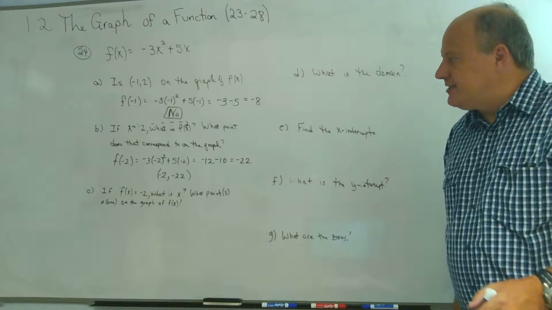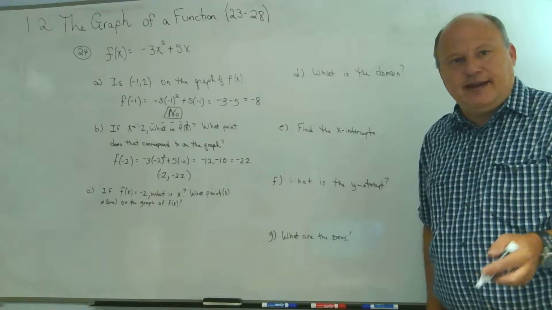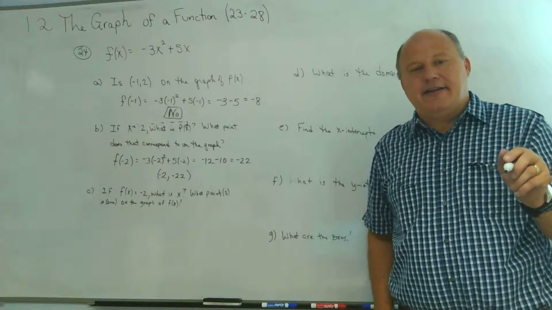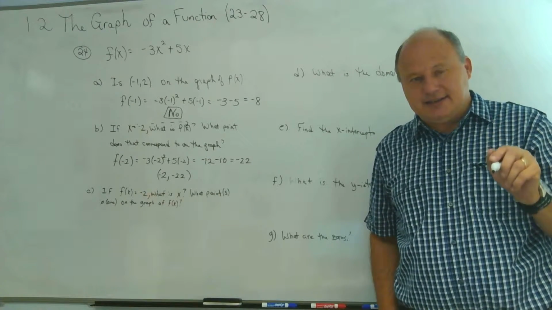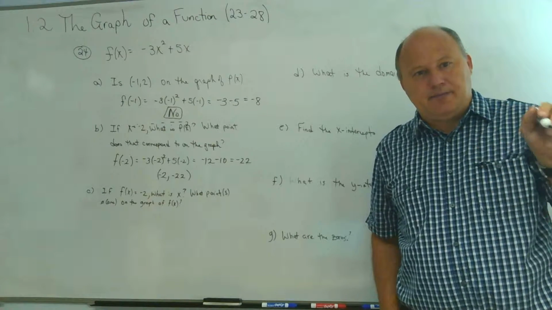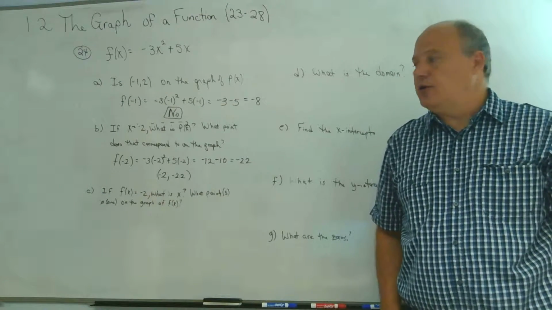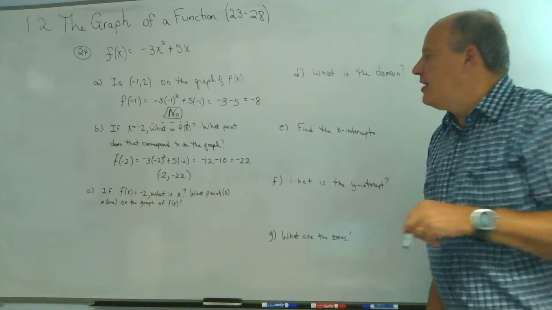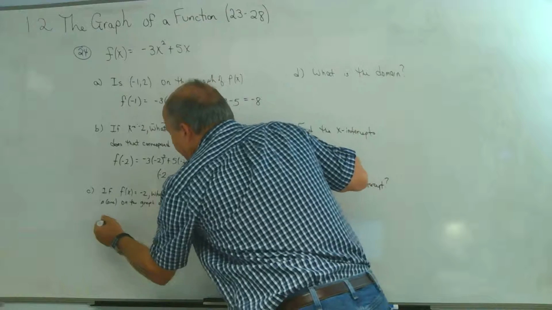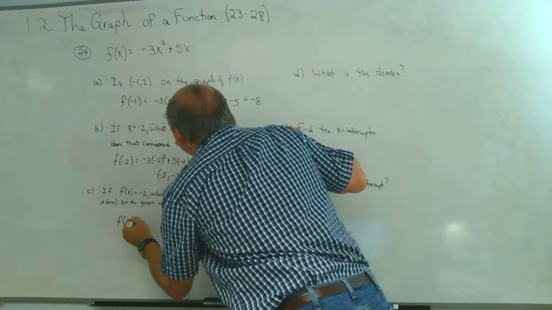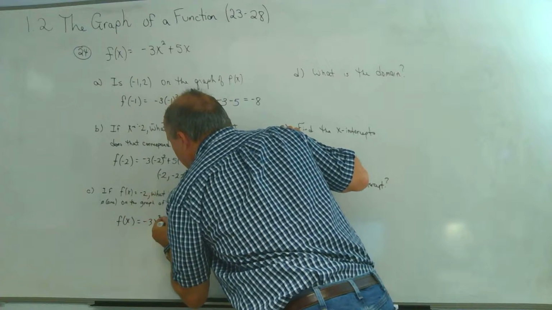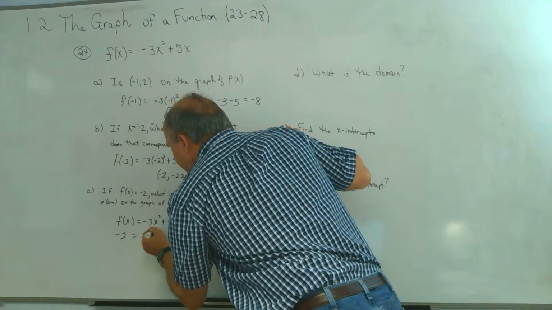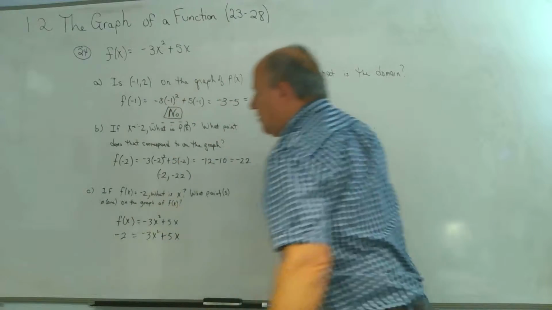Now, the next question is, what if f of x is negative 2? That's different. They're not asking you if x is negative 2, what's f of x? Now they're saying f of x is negative 2. Remember what f of x is. F of x is the output, which is the y-coordinate. So that's what your answer needs to be. What x value gives me that? Well, you just take the f of x up there and set that equal to negative 2, and you solve that quadratic equation.